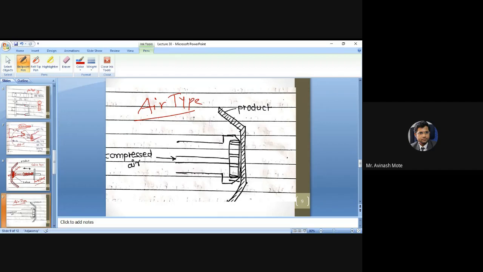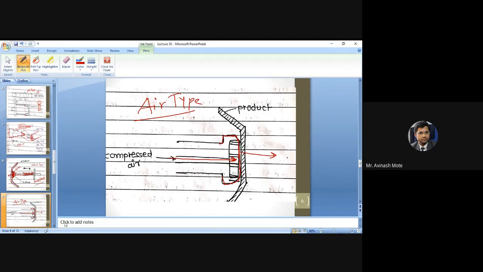Okay, so in this case, similarly, here will be a wall which is kept on this surface, supported on the surface, and this compressed air will push the component out of the mold cavity. Okay, so this is called an air type. Simple mechanism, same as the spring mechanism, only the air is used.